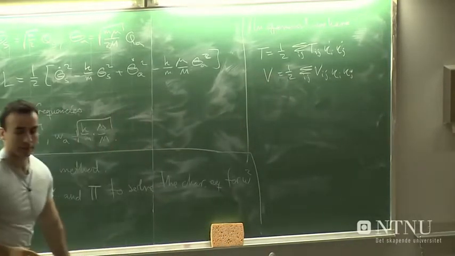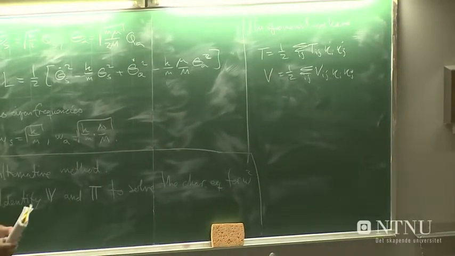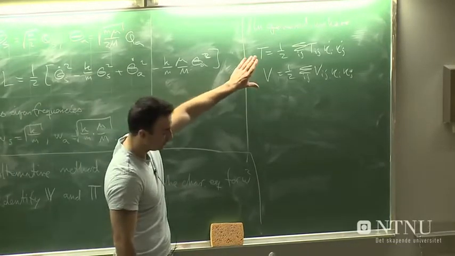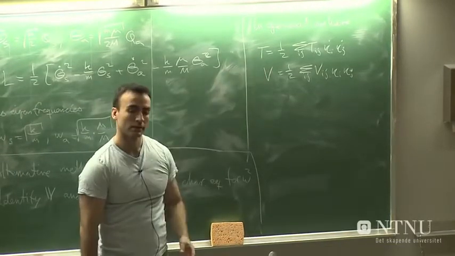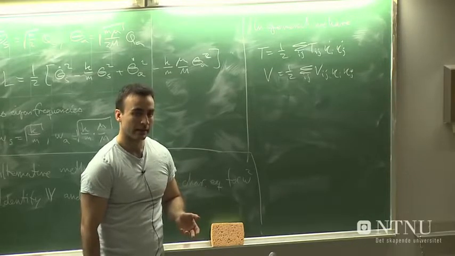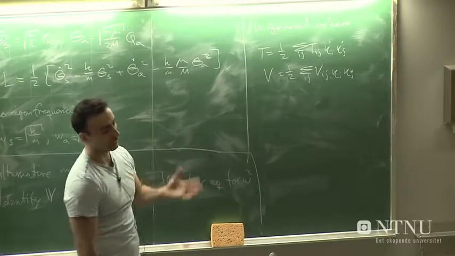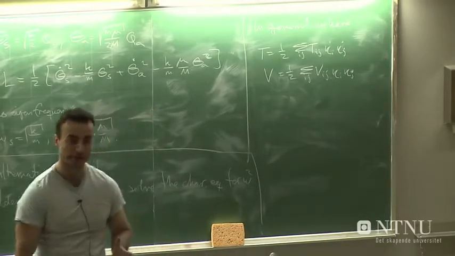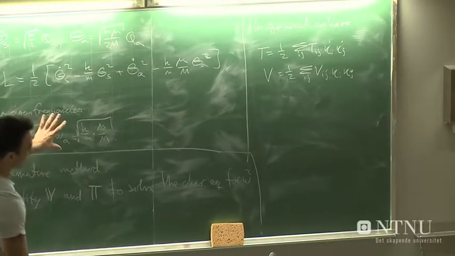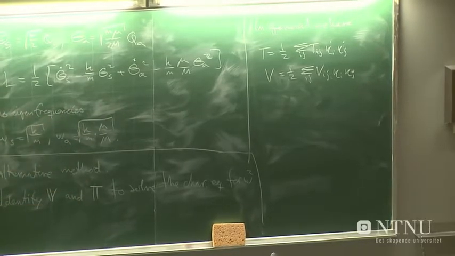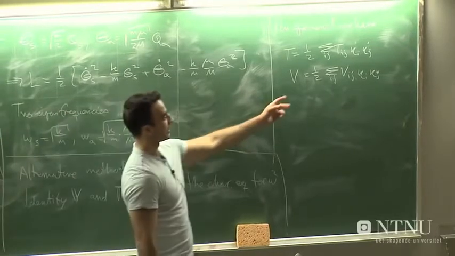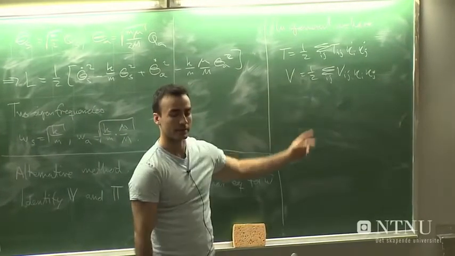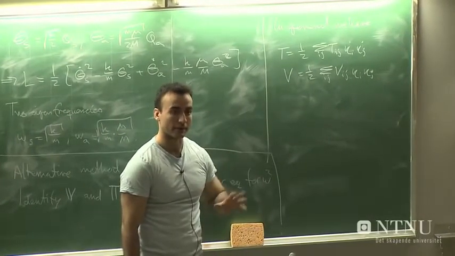So in order to identify these matrices T and V, keep in mind that this is the general form of the kinetic and the potential energy. So what we need to do is to compare our explicit expression for the kinetic energy, which we wrote down here 15 minutes ago, with these general expressions. And by doing so, we can identify each element.